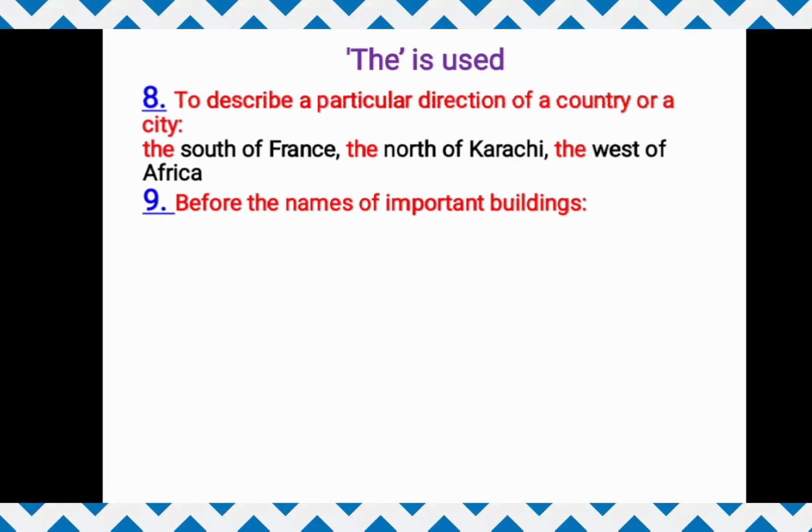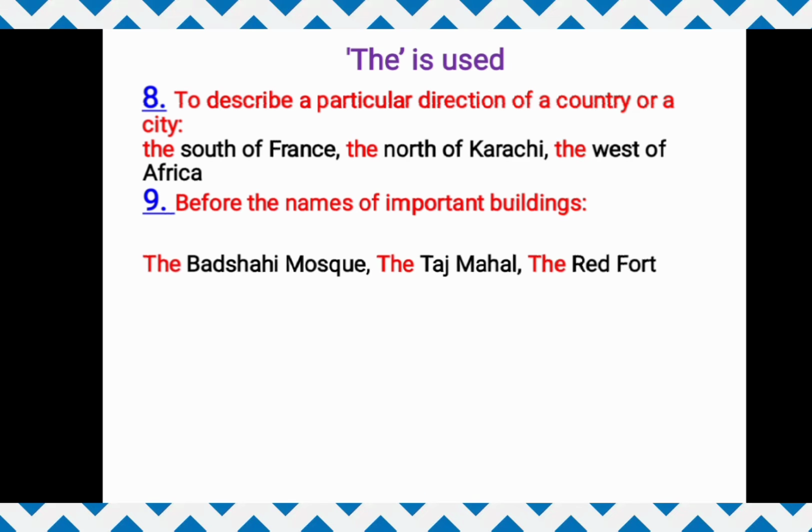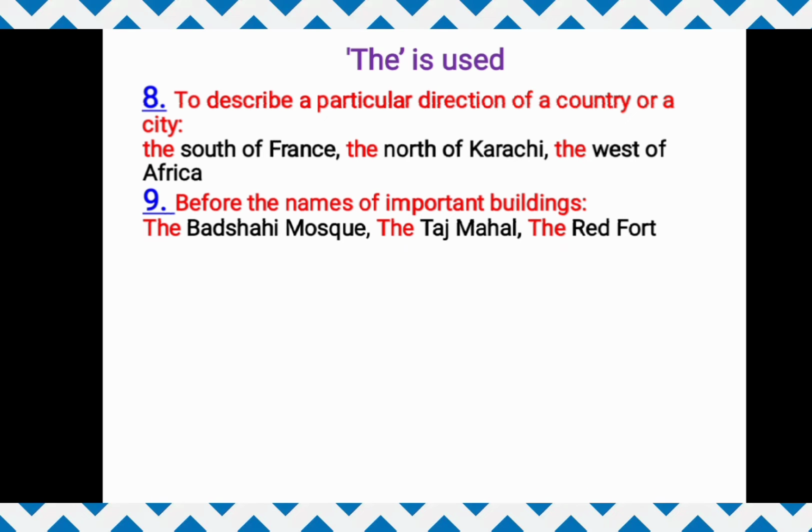Okay. The ninth use of the definite article "the" is before the names of important buildings as well, like the Badshahi Mosque, the Taj Mahal, the Red Fort. That is the ninth use of the definite article "the" before the names of important buildings.